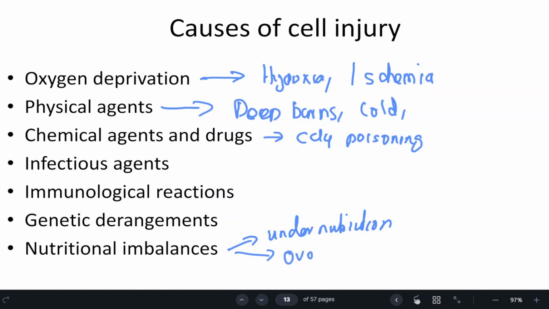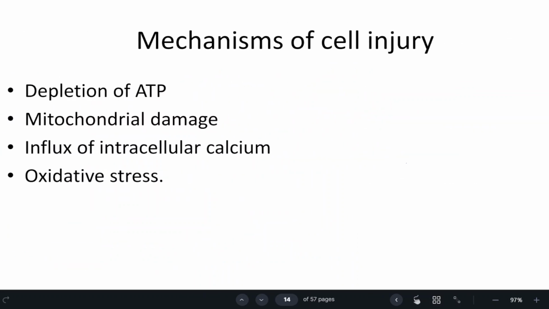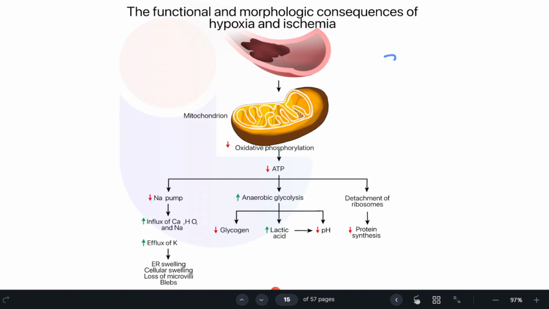Now, let us see the mechanism of cell injury. There are several mechanisms of cell injury. One is depletion of ATP. We know that whenever there is ischemia, with less oxygen supply, aerobic oxidative phosphorylation is compromised. So there is less oxidative phosphorylation, so there will be less ATP.